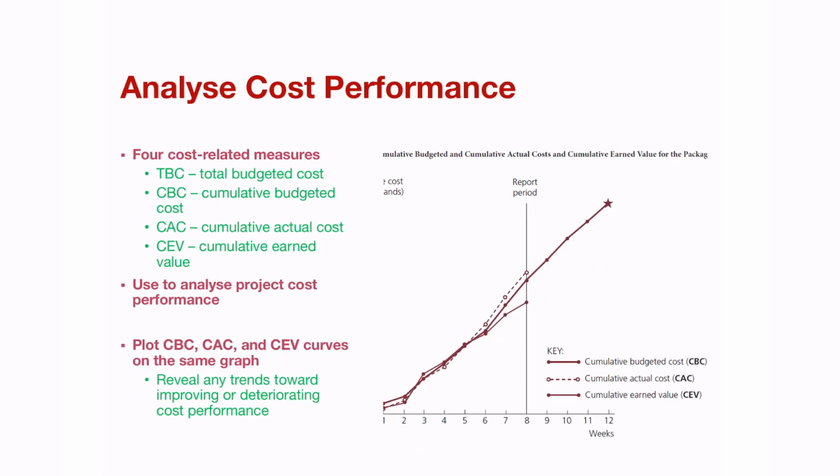This is an important element, to be able to plot the CBC, or the cumulative budgeted cost, the cumulative actual cost, and the cumulative earned value curves on the same graph. Here I've inserted a graph just to be able to see how you can, at a glance, see: are we over budget, yes or no? Have we received our cumulative earned value in terms of rands and cents, the work that has been done up to this point? Is it on track? Is it ahead of budget, or is it below the budgeted line?